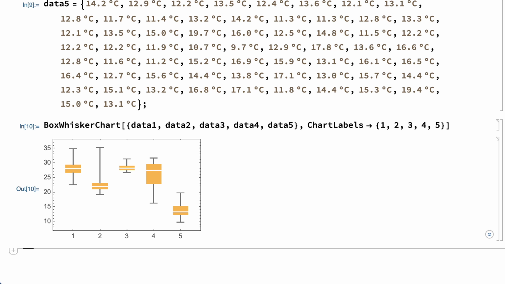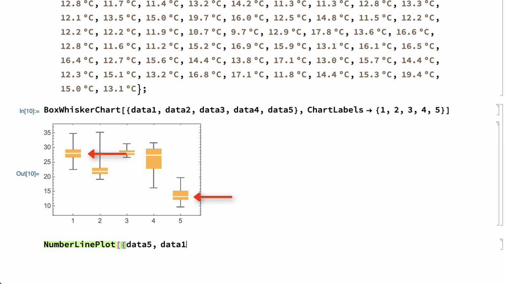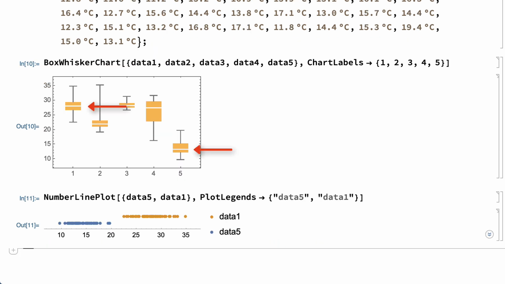For example, comparing dataset 1 with dataset 5, this chart shows that these two datasets differ primarily in location rather than spread. In the chart, the range is represented by the whiskers, and the sizes of the boxes are roughly the same for these two datasets, but the median temperature is significantly higher for dataset 1. These features can also be seen in a number line plot. The spread of the dots in the number line plot is roughly the same between these two datasets, but the dots for dataset 1 are at significantly higher temperatures.